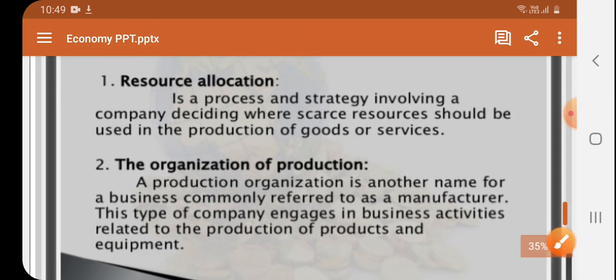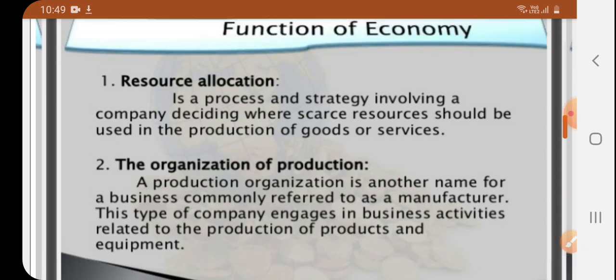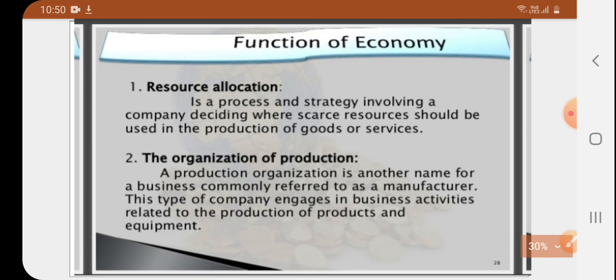Okay, next point is the organization of production. A production organization is another name for a business commonly referred to as a manufacturer. A manufacturer is a production organization that produces the goods and services. This type of company engages in business activities related to the production of products and equipment. So manufacturers produce the products and the equipment for further production. So the second function is the organization of production, which means the manufacturer.